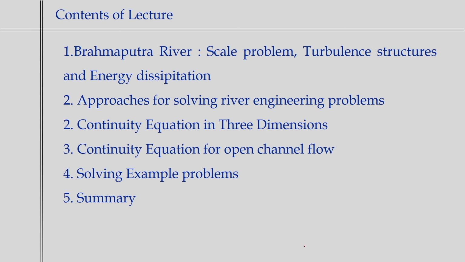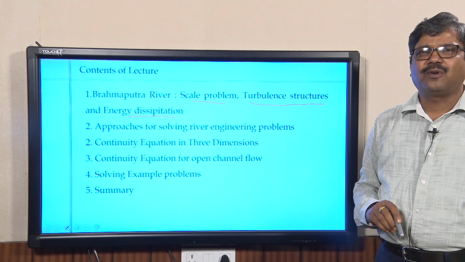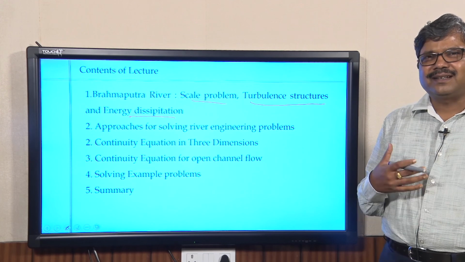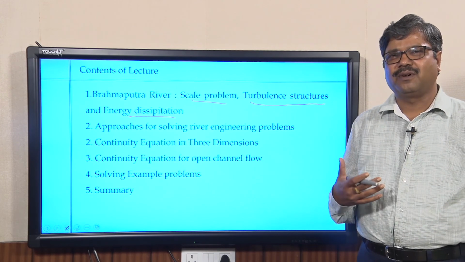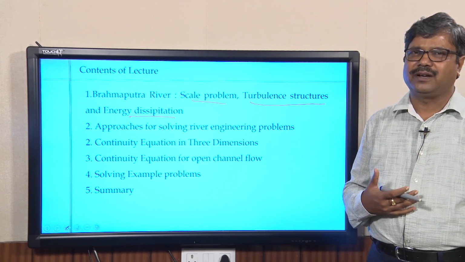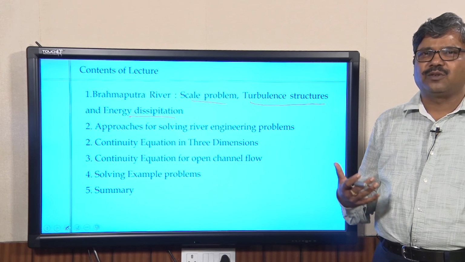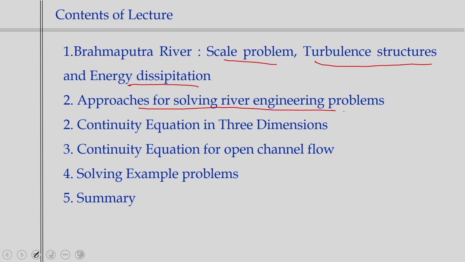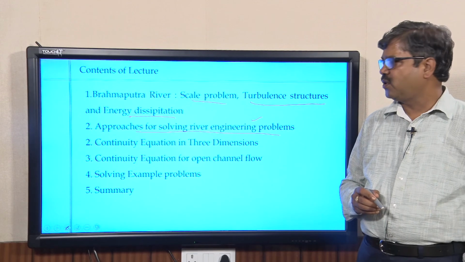So, let us start with the Brahmaputra river concepts, where I will talk about the scale problems, and the turbulent structures and energy dissipation, which are very complex processes, and I will give them at an introductory level. Before deriving the basic equations, let us learn how complex the river flow is in terms of hydrodynamics, sediment transport, and nutrient transport mechanisms in a natural environment like a river. That is what we will discuss in more detail, and how we can solve these river engineering problems.